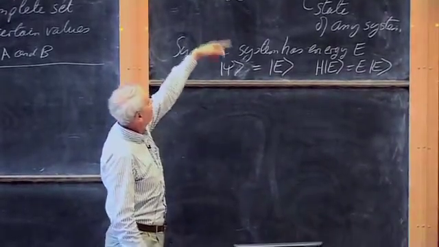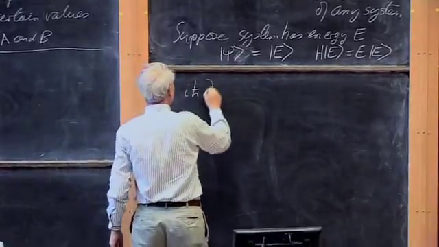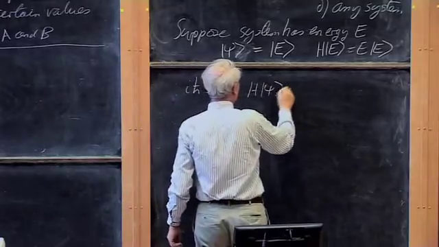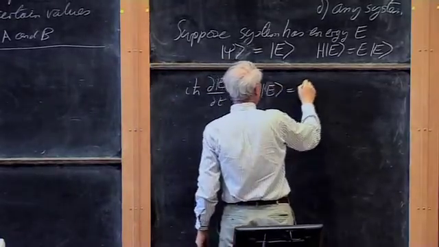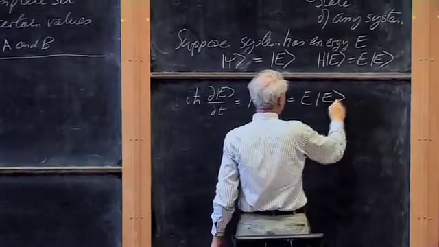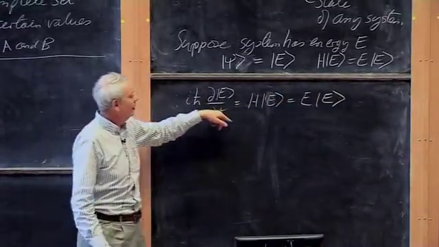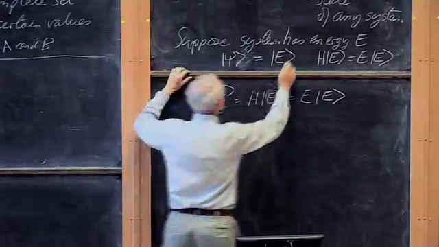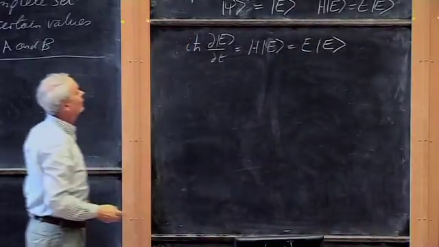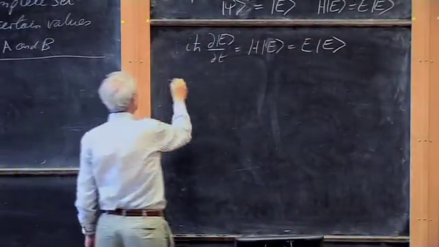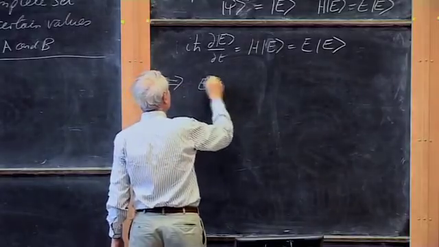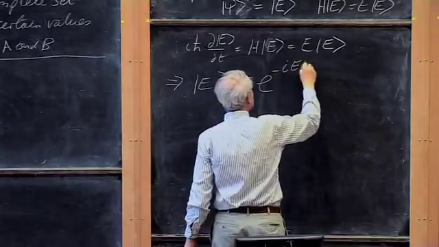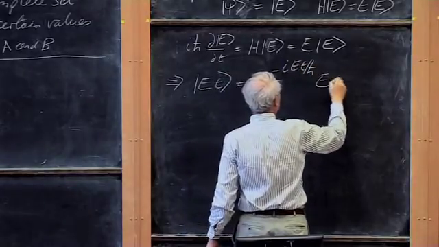Then it will have to solve this equation, and we'll have i h bar d|E>/dt equals H|E> equals E|E>. So the rate of change of |E> is simply proportional to |E>, and we know how to solve that equation. We spot it just from ordinary old-fashioned calculus. We spot that this implies that |E> at time t is equal to e to the minus iEt over h bar times |E> at 0.